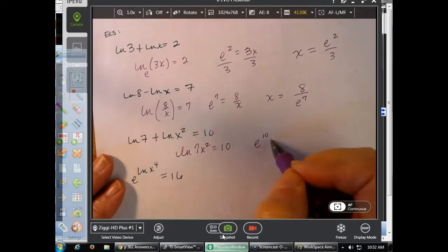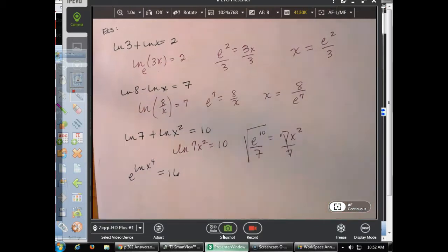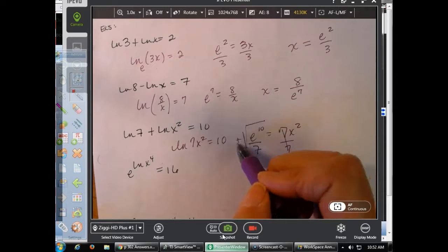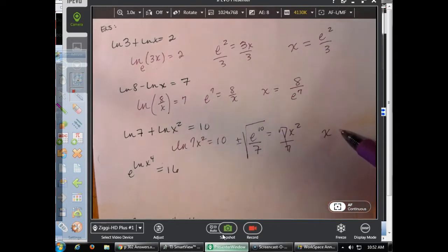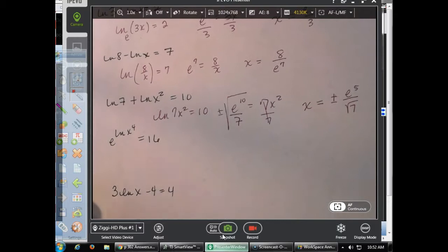So e to the 10th is equal to 7x squared. Divide by 7. Take the square root. Very good. Now, will either of these work? Absolutely. So this is kind of like the one we did. It's exactly plus and minus e to the 5th over the square root of 7. Just leave it like that. Now, what about the next one?